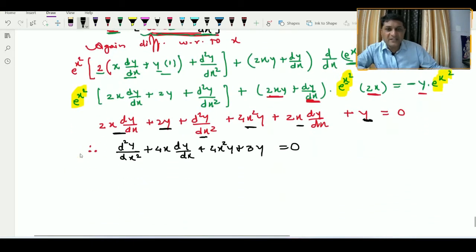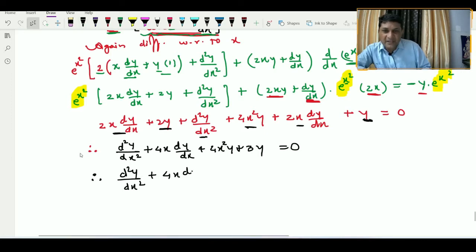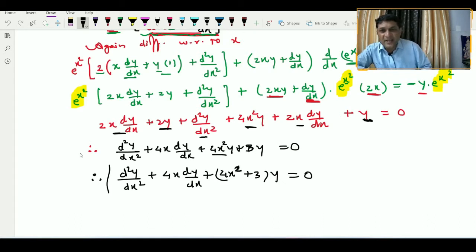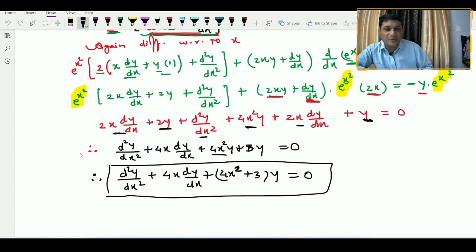Now to get the result in the form of the result in the example, we are simply taking y common. If we take y common here, we will get 4x square, and here the 3 will remain. So 4x square plus 3 into y is equal to 0, and this is the result which we have to prove here. In this way we have completed example number 2 also.